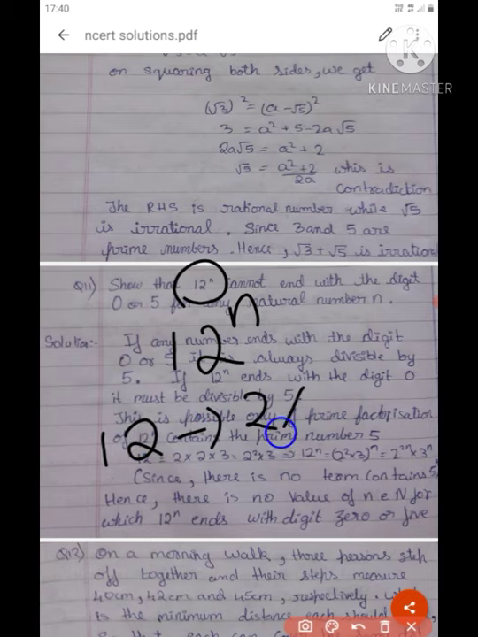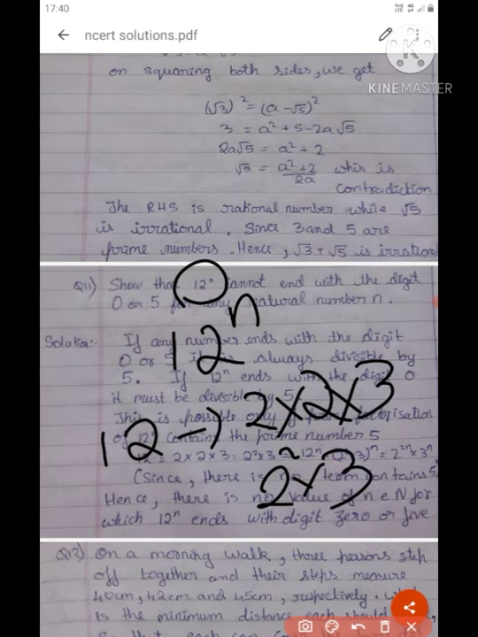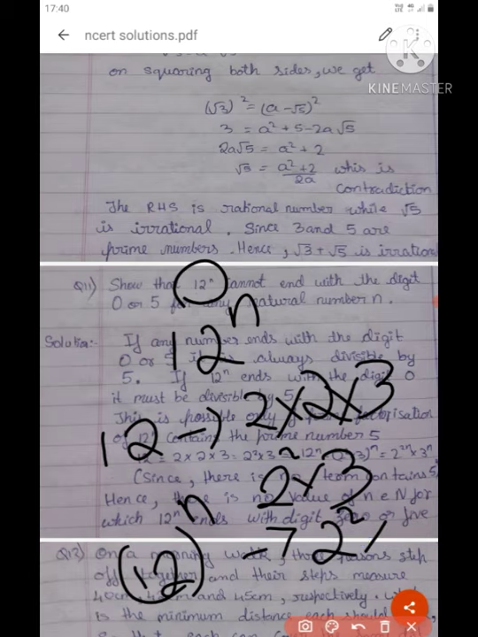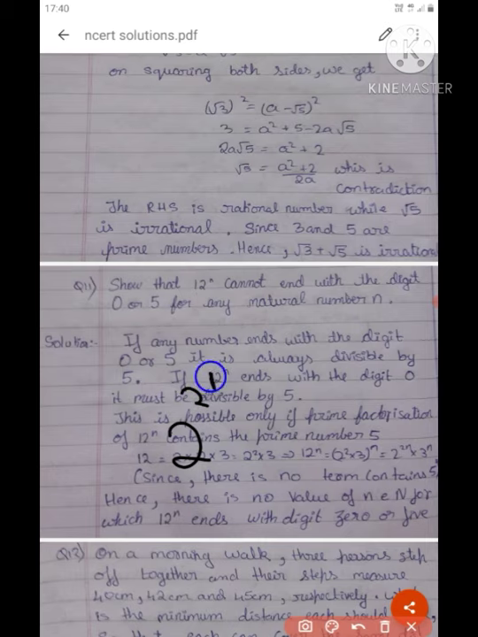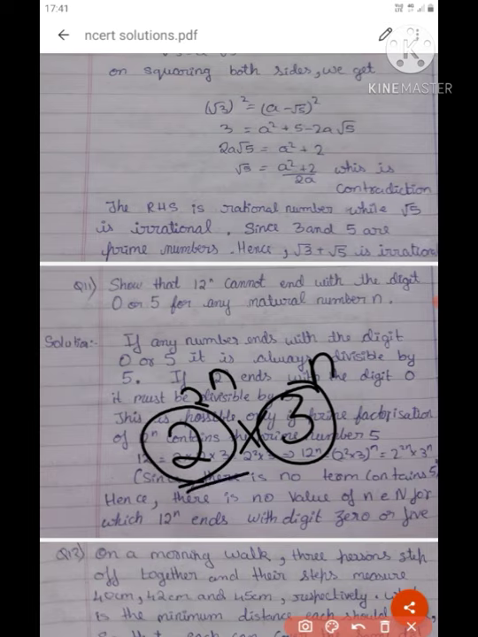12 can be written as 2 into 2 into 3, nothing but 2 square into 3. Now the prime factorization of 12 to the power n will be (2 square into 3) whole to the power n, which is nothing but 2 to the power n into 3 to the power n, right?